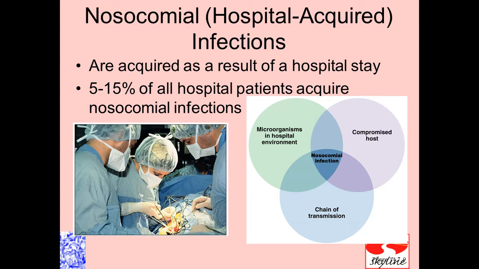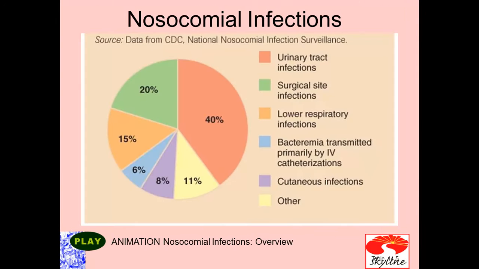Combining all these three factors, we should not be surprised that in hospitals, the possibility of acquiring infections still exists. So, from the Centers for Disease Control and Prevention, we have here some statistics on the existence of nosocomial infections. 40% of nosocomial infections are urinary tract infections.